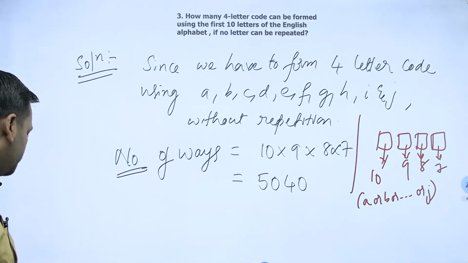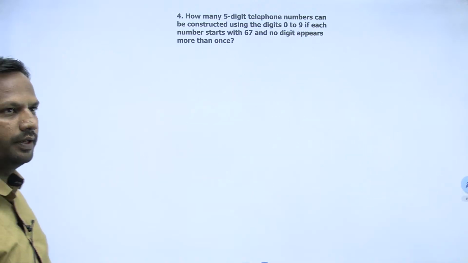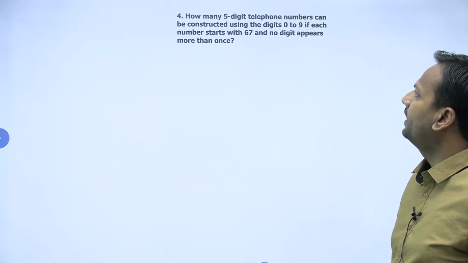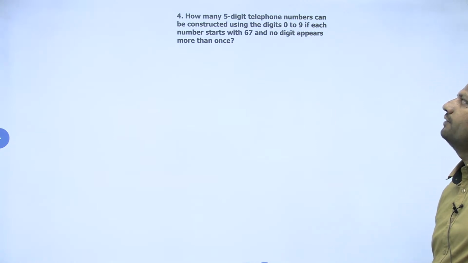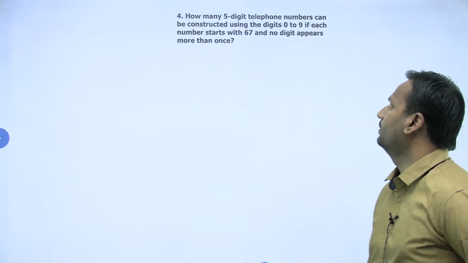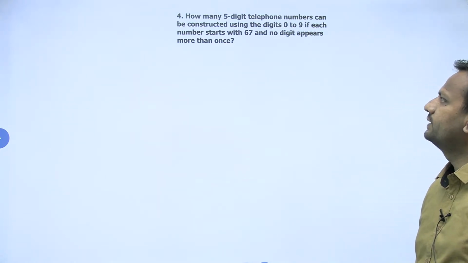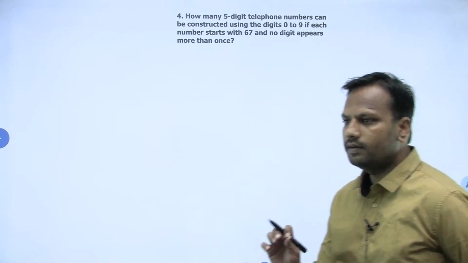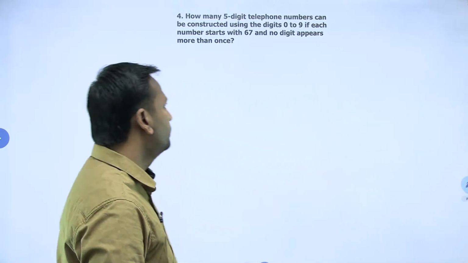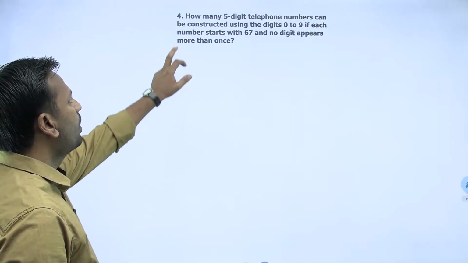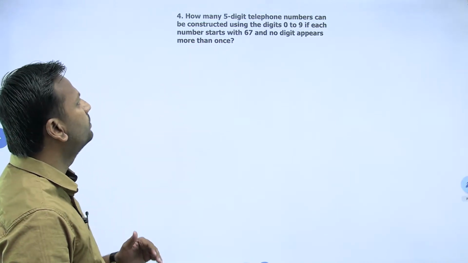Next, let me go with the next problem, students, here. Fourth one now. How many 5-digit telephone numbers can be constructed using the digits 0 to 9 if each number starts with 67 and no digit appears more than once, right? So now you see there is a slight change they have provided here. How many 5-digit telephone numbers can be constructed?